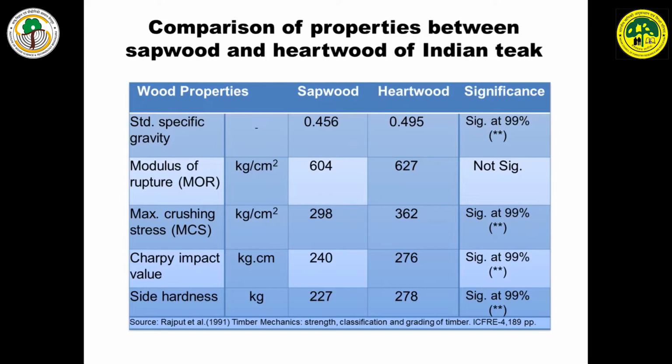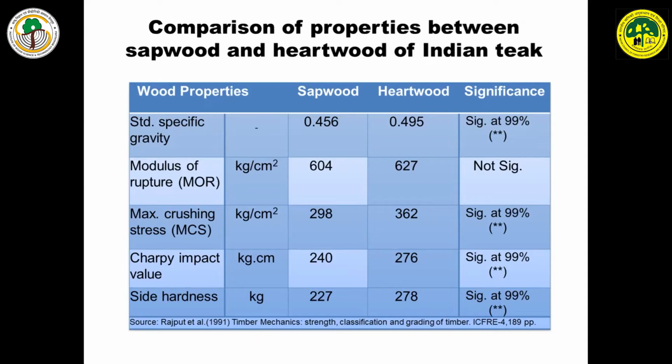And maximum crushing stress, this is another property where we apply the force along the fiber direction. So this was also significantly different in case of heartwood. It was 362 kg per centimeter square, whereas sapwood it was 298. Similarly, the Charpy impact bending value was also significantly different in heartwood compared to sapwood. Heartwood was much higher.